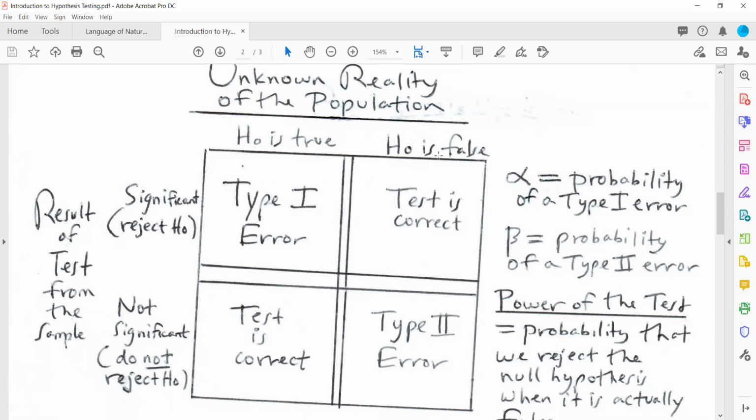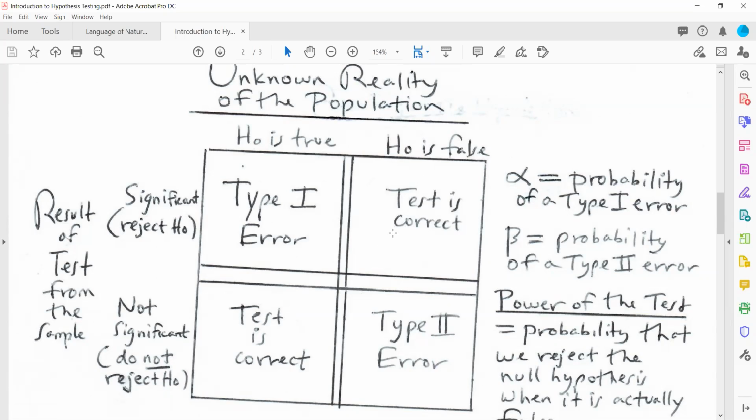And they're hoping that this box is the correct result. They're rejecting the null hypothesis, and the null hypothesis is false, which means their hypothesis, the alternative hypothesis, is true. That's their goal.